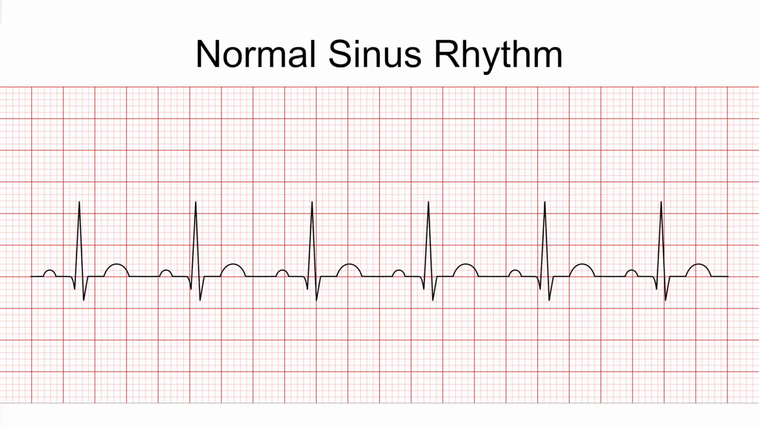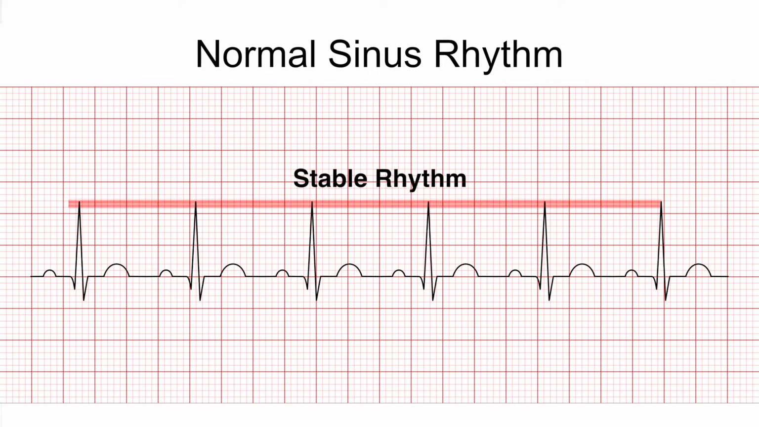And then you'll multiply that number by 10. Another method is using the big box method. That is done by taking the number of big boxes between 2 R's and dividing that by 300. So this is a 6-second strip. As you can see, we have 6 R intervals or 6 QRSs. If we times it by 10, we know that the rate in this 6-second strip is going to be 60. So we know that 60 is going to fall under normal sinus rhythm.